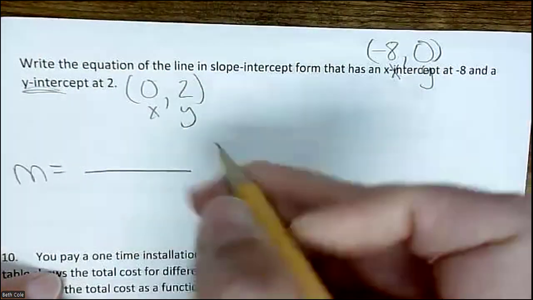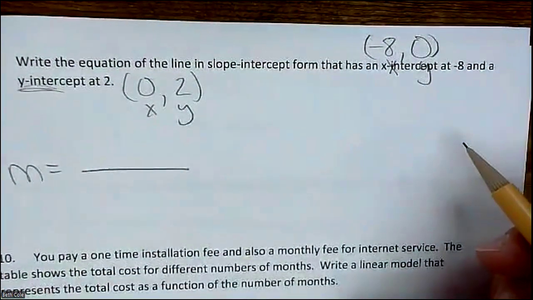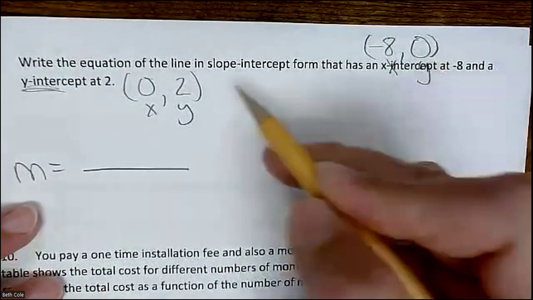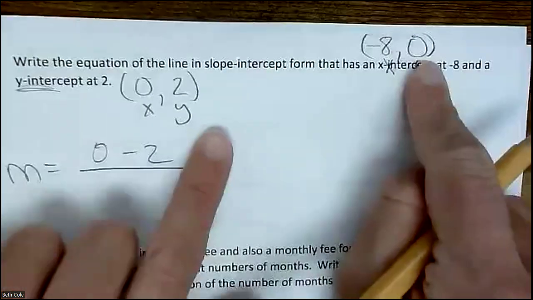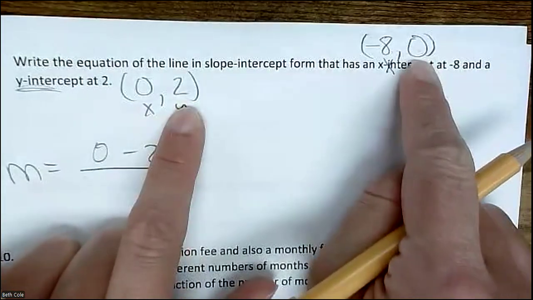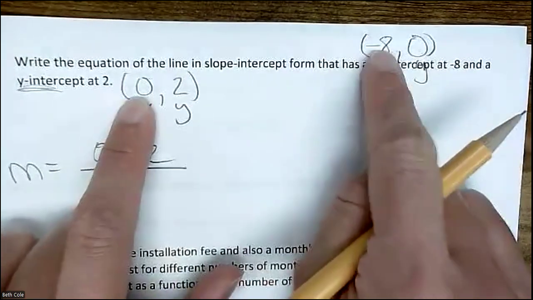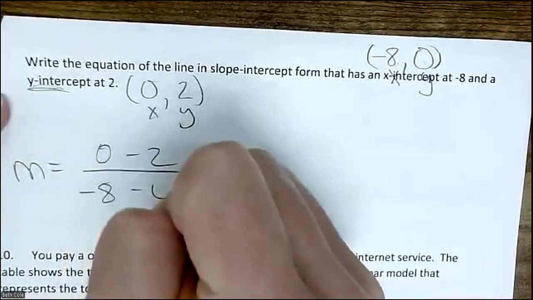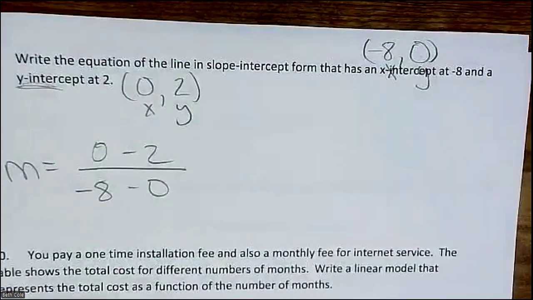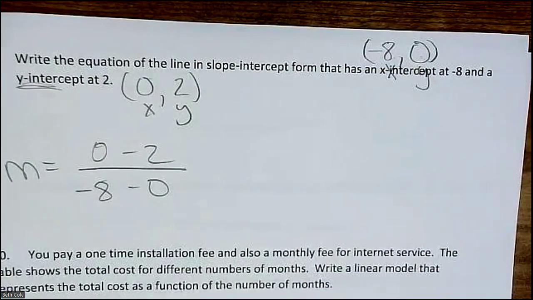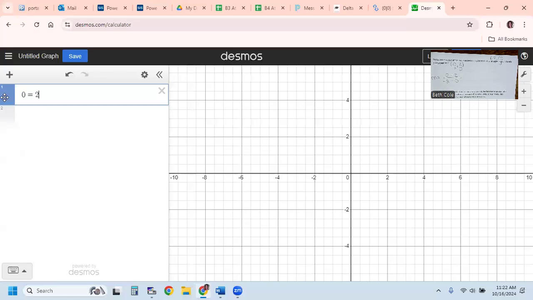So what is going to go in the numerator? 0, good, minus 2. Subtract the y number, 0 minus 2. And then on the bottom, -8 minus 0. And then I'm going to tap that in the calculator: 0 minus 2 divided by -8 minus 0.